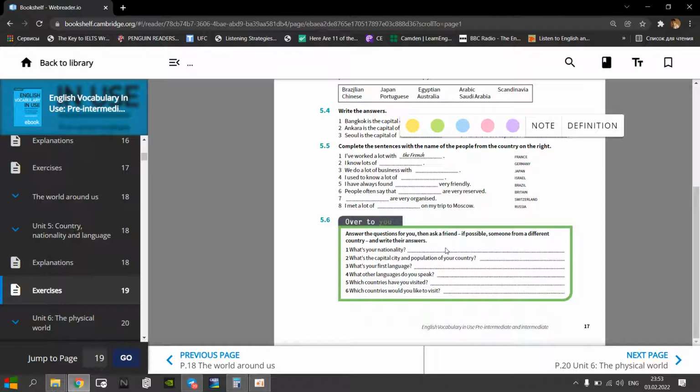So answer the questions for you, then ask a friend if possible, someone from a different country, of course. If it's not possible, you can imagine it, like, what's your nationality? So mine is Uzbek, and then you can ask, like, my friend is British, right? Like this.